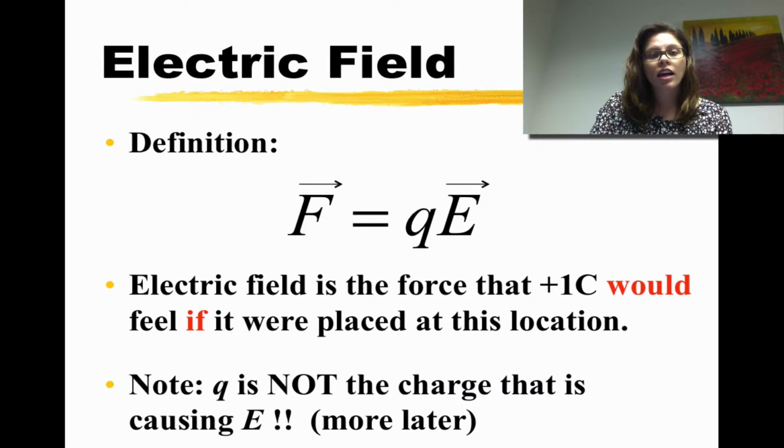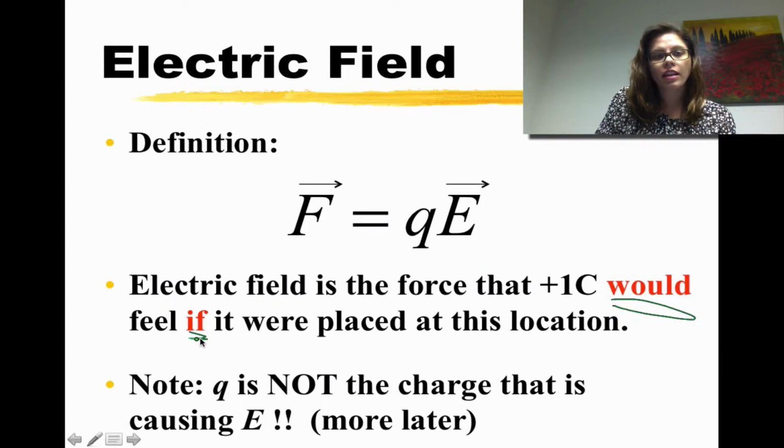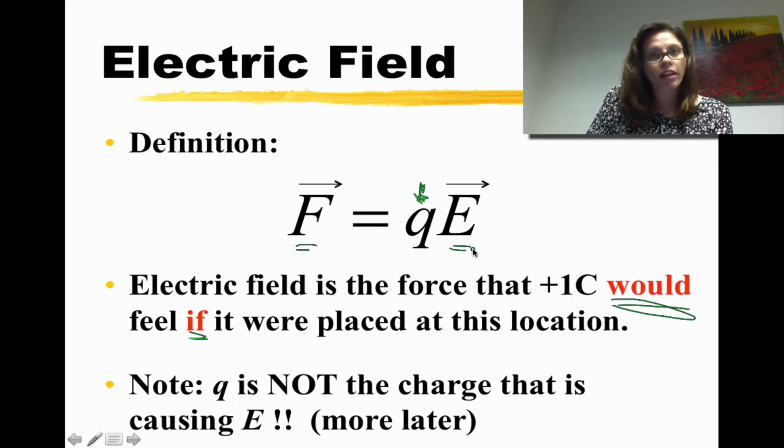Q is not the charge that is causing the electric field, and we will get practice with this as well. What is really important here is that the electric field is the force that 1 coulomb of charge would feel if it were placed there. Would feel. So this doesn't have to be 1 coulomb. If it is, then this force and this electric field are the same value.